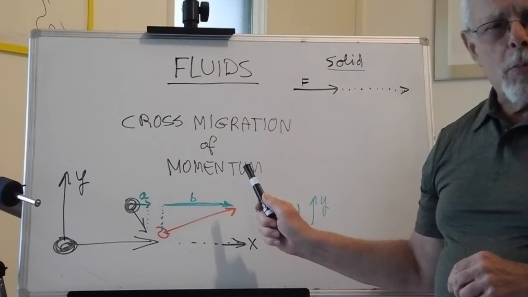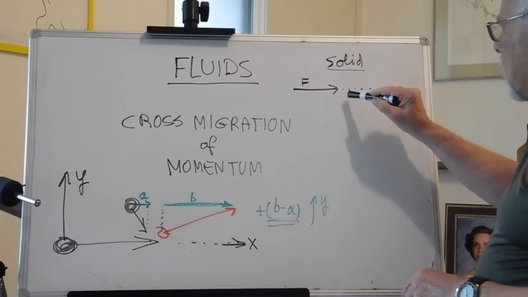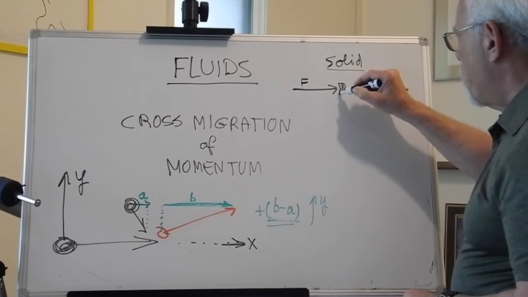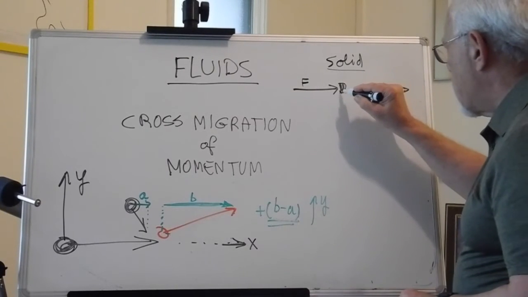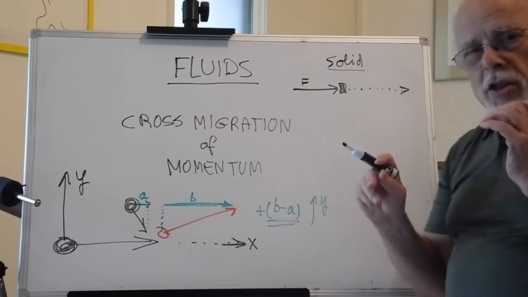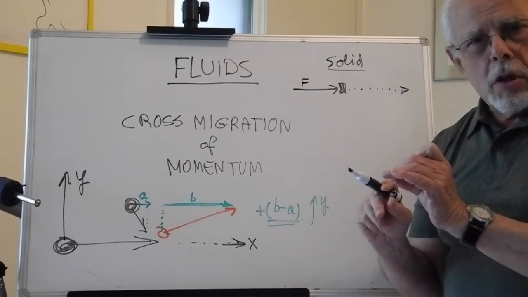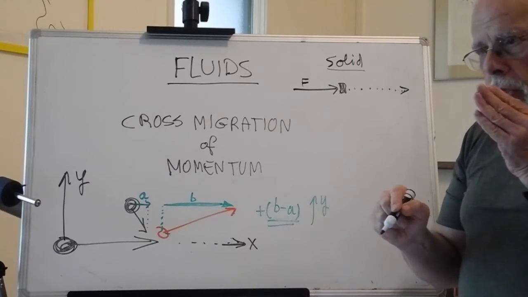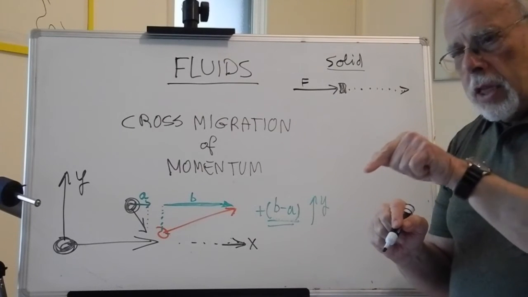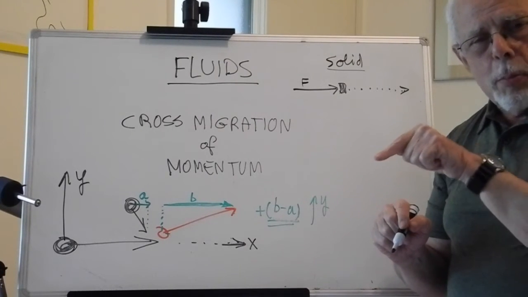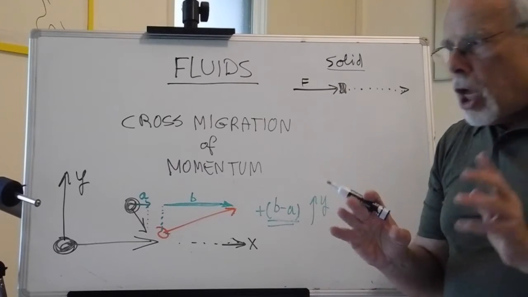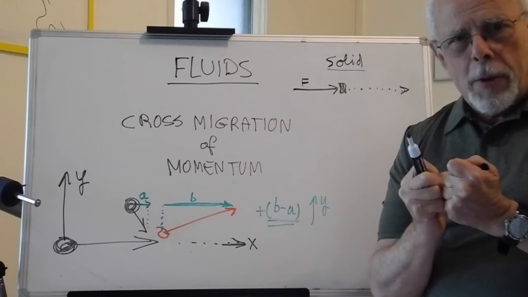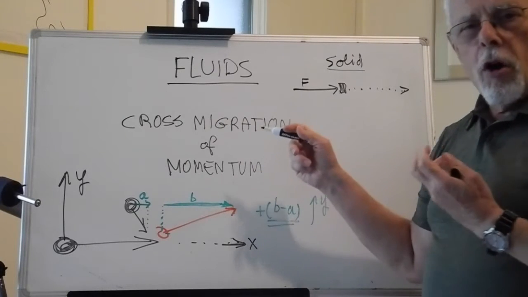cross-migration of momentum. When you have a solid, and you have a force applied on some piece of matter, then this matter moves in the direction of the force. It doesn't suddenly pop up or sideways. The force has an impact in the direction in which it applies. But in fluids, because of the degree of freedom, that is the essence of fluids, we have cross-migration of momentum.